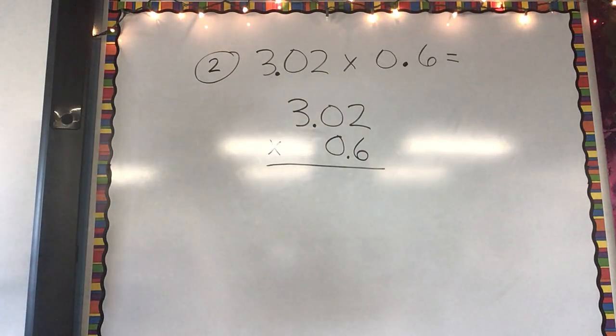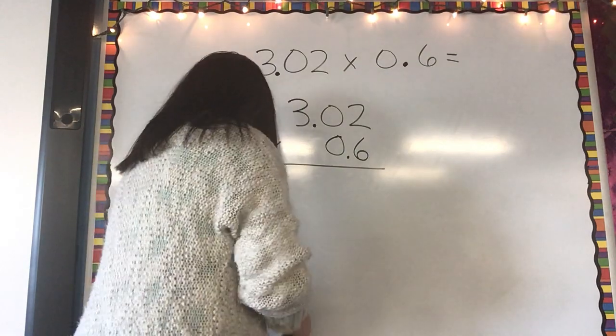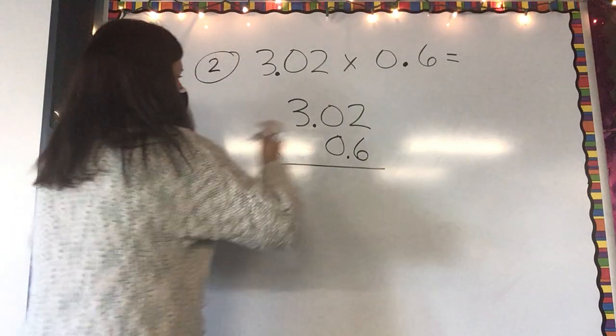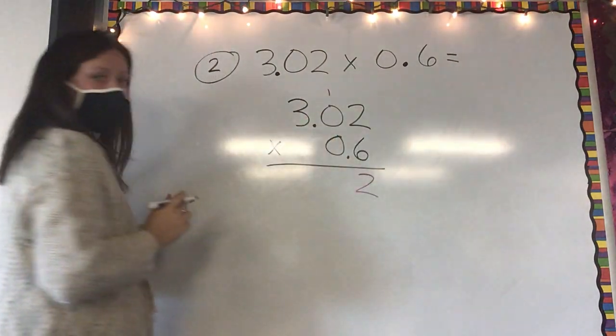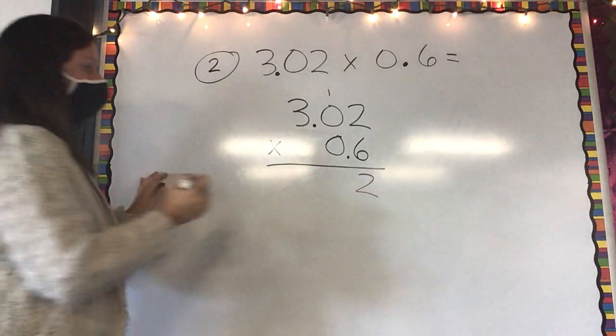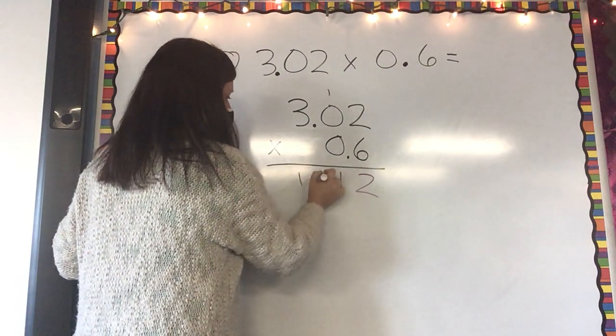All right, what is step number 2? Tell us, Hannah. Multiply like you usually do. All right, multiply like we normally do. Here we go. What's 6 times 2? 6 times 0? 0. Plus 1? 1. 6 times 3? 18.